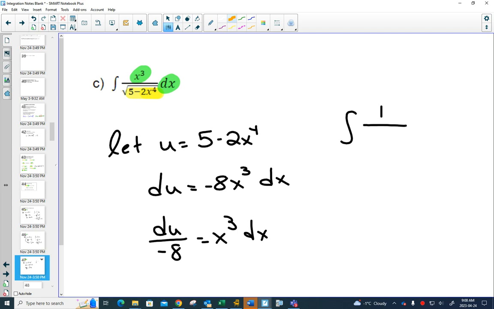Leaves me with 1 over the square root of u, because the yellow part gets replaced with u. And the green part, the x cubed dx, is going to get replaced by du over negative 8.